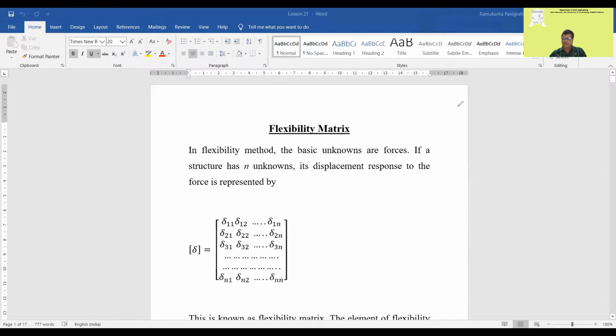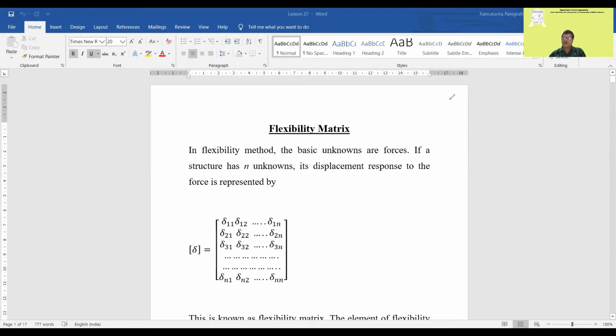Hello students. In today's class, we'll discuss the flexibility matrix method for analysis of indeterminate structures. In the last class, we discussed the stiffness matrix method, both stiffness matrix methods applicable to beams and frames.